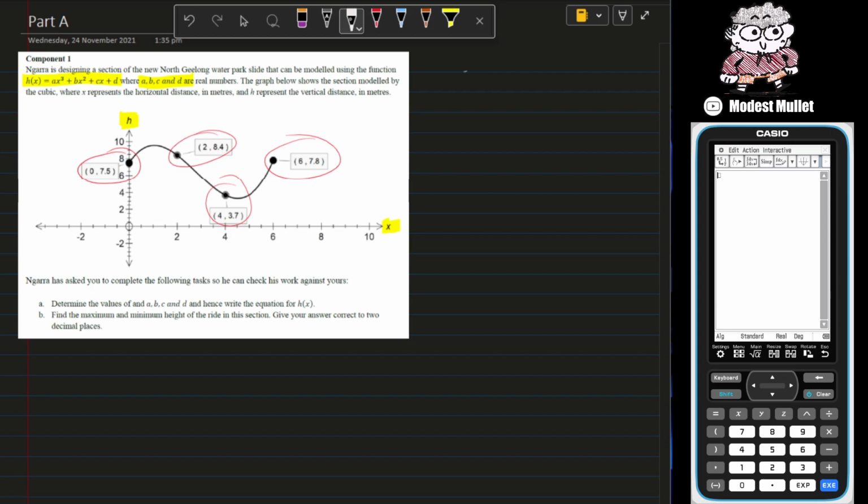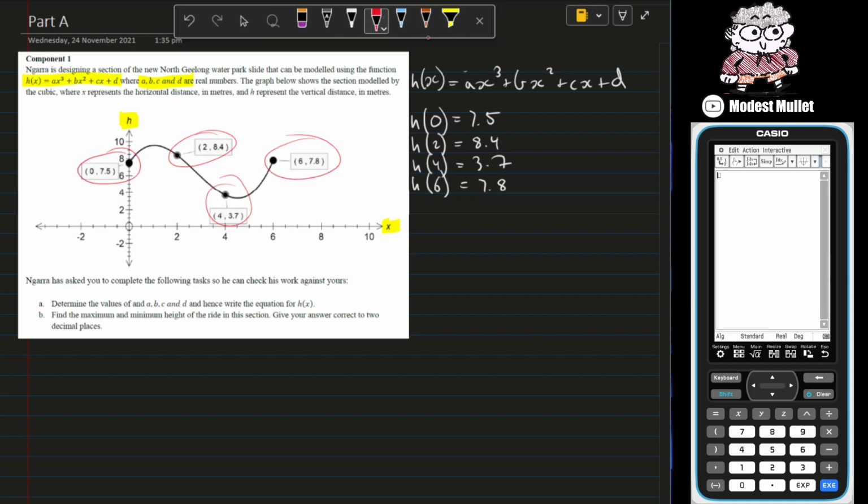So we have h of x in polynomial form is ax cubed plus bx squared plus cx plus d. We can write in function notation that we know h of 0 is 7.5, which is a very important bit because that gives us one of the parameters straight away, but I'll come back to that. h of 2 is equal to 8.4. h of 4 is equal to 3.7, and h of 6 is equal to 7.8.